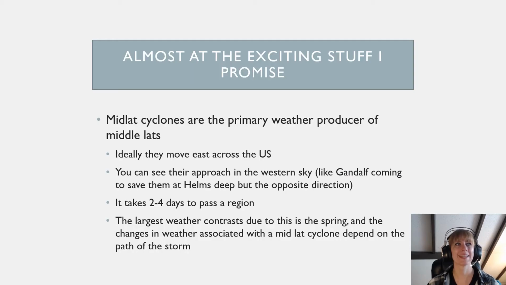So mid-latitude cyclones are primarily the weather producer of the middle latitudes. Ideally, they move east across the U.S., and you can see their approach in the western sky, almost like Gandalf coming to save everyone at Helm's Deep, but instead of from the east, from the west. It will take 2 to 4 days to pass a region, and the largest weather contrast due to this is the spring and changes in weather associated with a mid-latitude cyclone depending on the path of the storm.